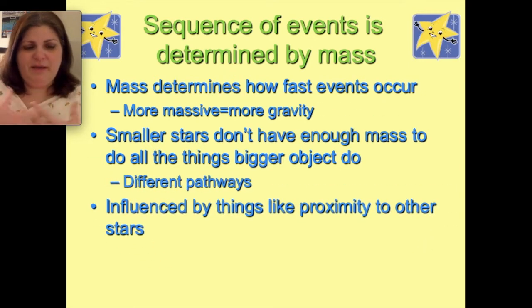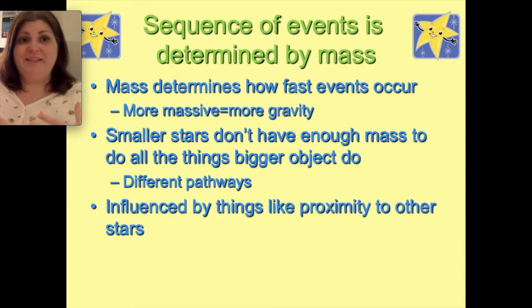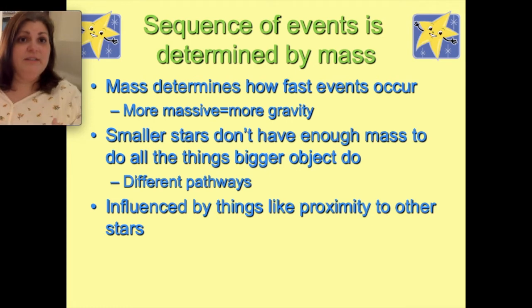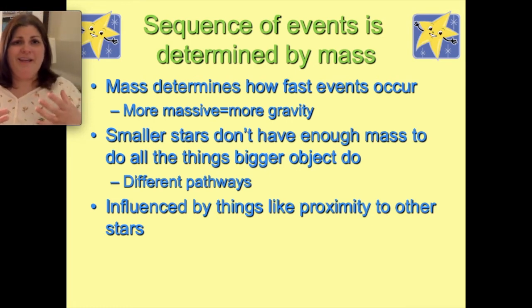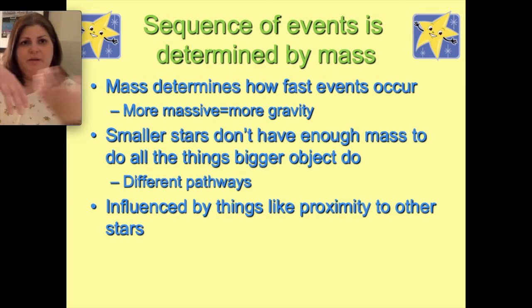So, depending upon the mass, there are a couple of different pathways and definitely a couple of different endpoints that a star could have. There are other factors that affect the star's evolution. For example, if a star is part of a binary system where two stars are orbiting each other, that could have a big impact on it as well.